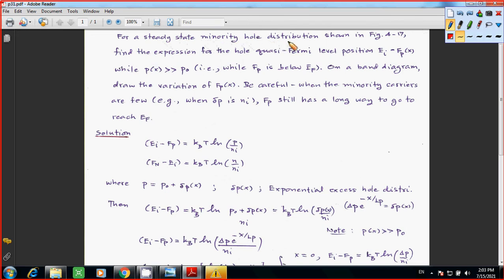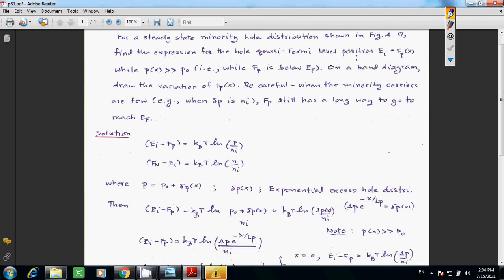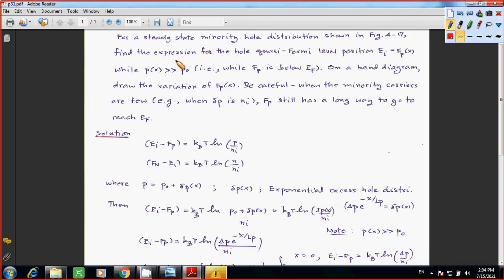For a steady state minority hole distribution shown in figure 4.17, find the expression for the hole quasi-Fermi level position, or Ei minus Fp, while p(x) is much greater than p0. On a band diagram, draw the variation of Fp(x). Be careful when the minority carriers are filled. For example, when delta p is small, Fp still has a long way to go to reach EF. However, they ask you to plot. First, I ask you to look for the expression for the quasi-Fermi level, or Ei minus Fp(x), while p(x) is much greater than p0.